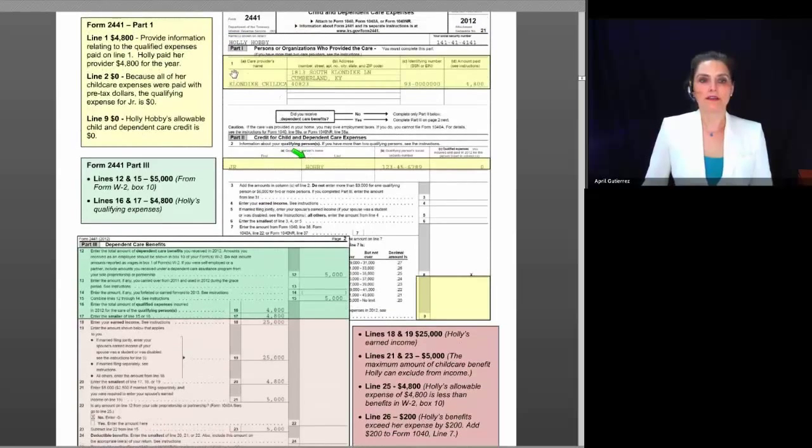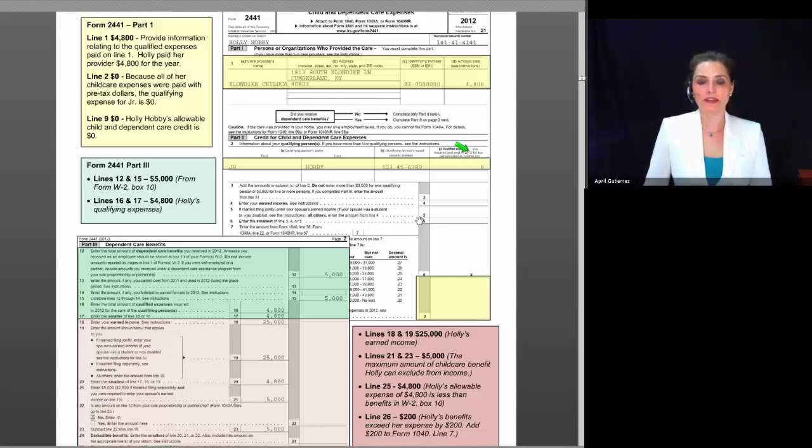We begin in Part 1 of Holly's Form 2441 by entering the name of the child care provider, the address of the provider, the EIN of the provider, and the amount paid to the provider. Then in Part 2, we enter the name of the dependent for whom the care was provided, and that was Junior. And you can see that we have qualified expenses as zero.